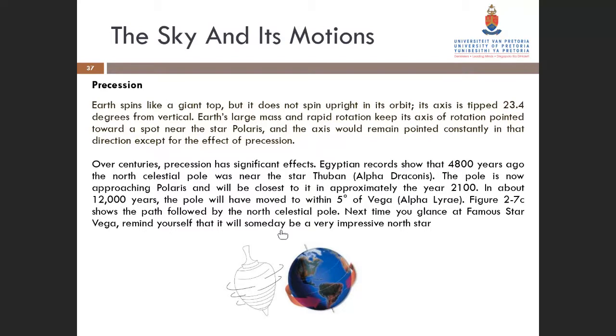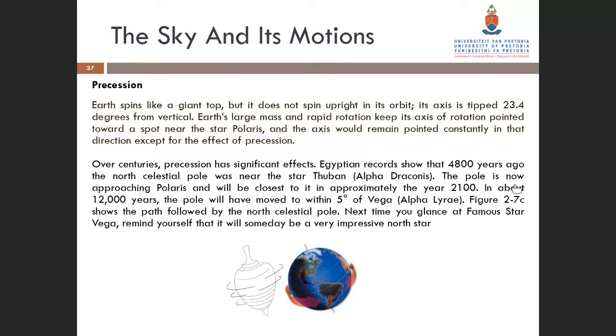So Earth spins like a giant top, but it does not spin upright in its orbit. Its axis is tipped at 23.4 degrees from vertical. Earth's large mass and rapid rotation keep its axis of rotation pointed toward a spot near the star Polaris, and the axis would remain pointed constantly in that direction except for the effect of precession. So over centuries, precession has significant effects.